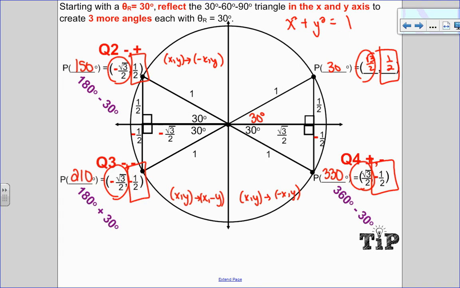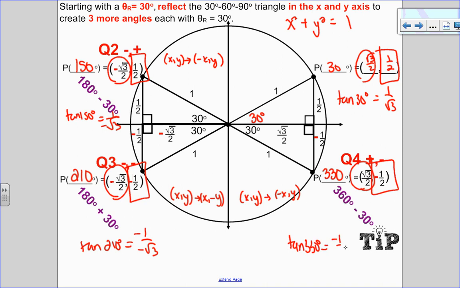Since the denominators are all the same, I know that tan of 30 is y over x, 1 over root 3. Over here, tan of 150 is y over x, so that's 1 over negative root 3. Over here, tan of 210 is y over x, so negative 1 over negative root 3. These are all unsimplified. And then tan of 330 degrees is negative 1 over root 3. I would just have to simplify those and rationalize the denominators, but you get the idea of how to figure out tan.